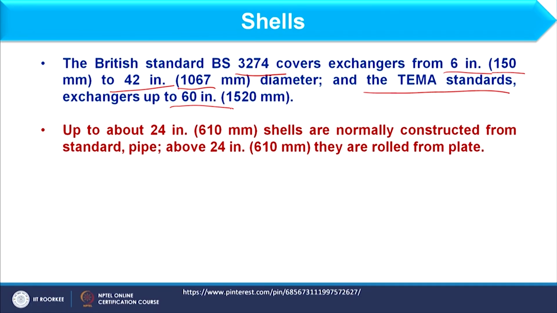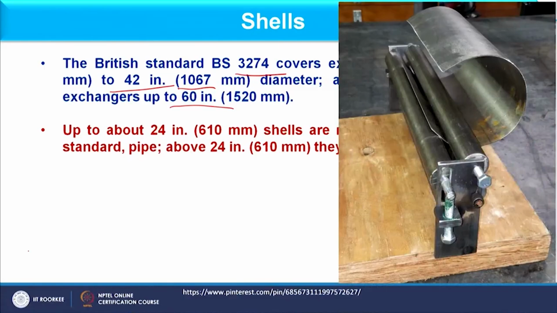So, when we consider the shell diameter up to 24 inches, shells are normally constructed from standard pipe. It means whatever pipes are available in the market, those pipes you can consider as a shell. But it has the limitation that it is available maximum up to 24 inches. If you have to consider a shell beyond that, you have to make it by rolling a metal plate.